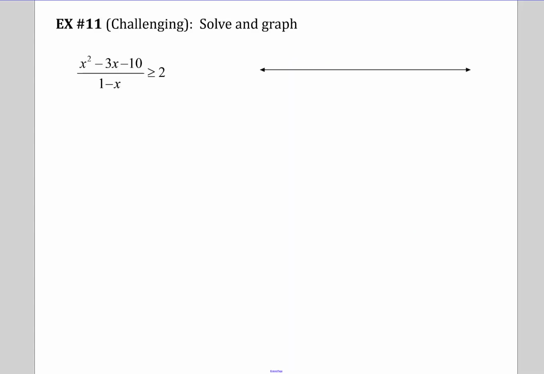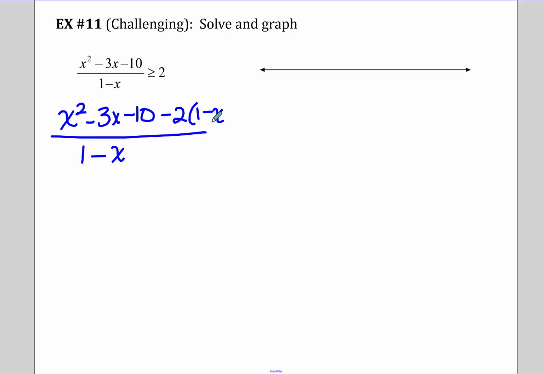Okay, 2 more and then we'll be done. This is, like I said, a long lesson. So in this case, we're going to move the 2 over to the left-hand side, giving everything the same denominator. We need a common denominator, 1 minus x. So when you subtract 2, you need to multiply that by a 1 minus x in order to be able to move it to the other side.